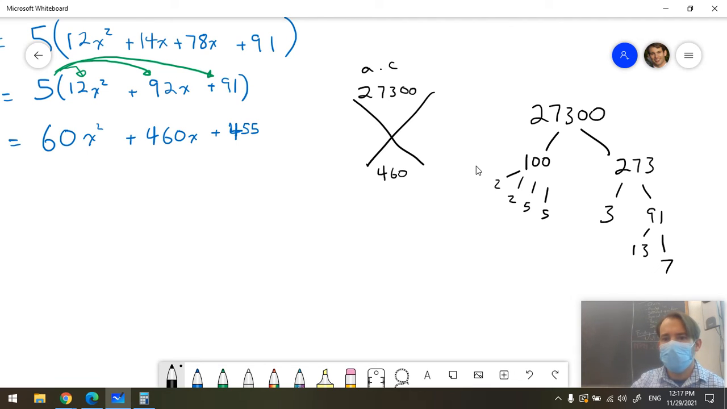So I have to organize these factors now into something that adds to 460. Okay, so now I'm going to play around with different ways to add these up to 460. If I did 100 times 273, that would add together to 373. That's not going to do it. So maybe I can move one of these factors over here, and that would be 300 multiplied by 91. Now that's not going to do it either. But I'm getting a little bit closer, am I not?